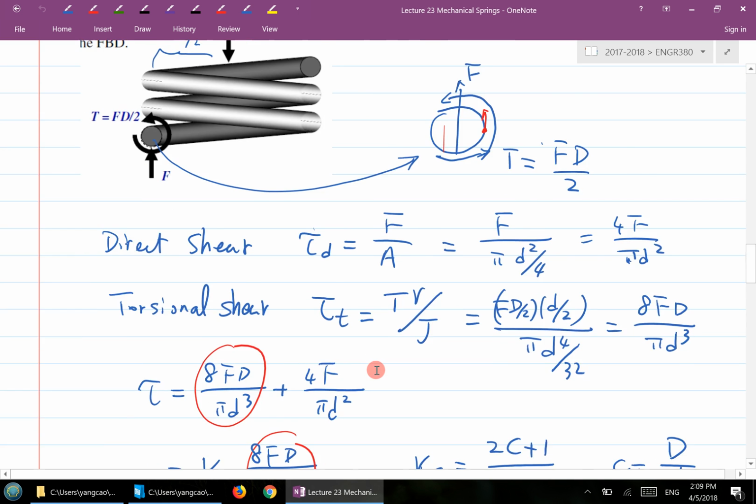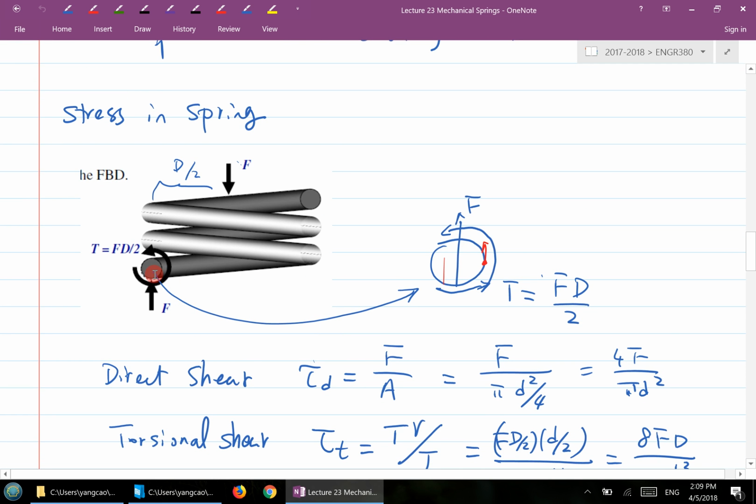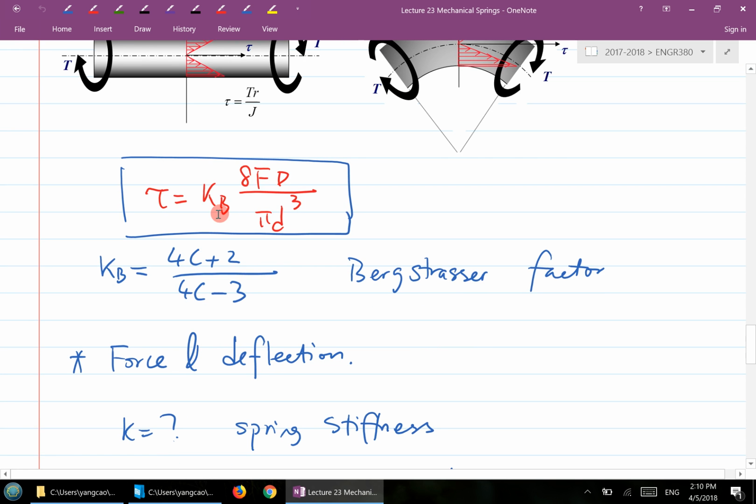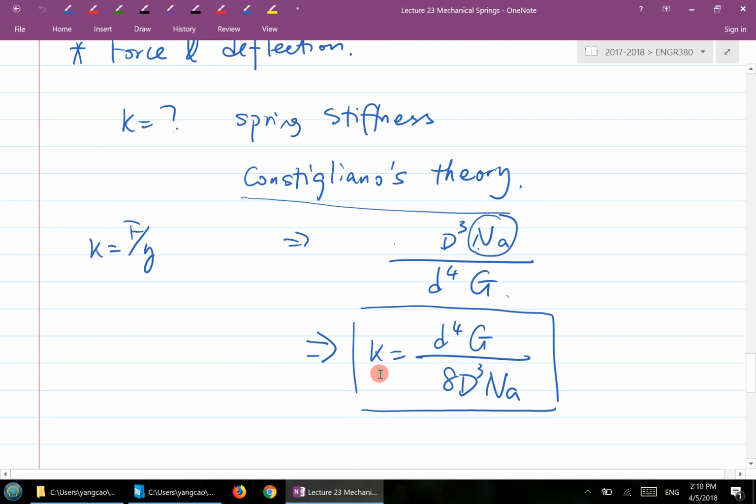And then we also look at the stress on the typical compression type of mechanical spring. Analytical results is tau equal to Ks times this much here, and Ks is what we call the shear stress correction factor. But experimental results suggest that we use a slightly different factor here, which we call the Bergstrasser factor. So this is basically the shear stress formulation that we'll use to do our calculation. Tau equal to Kb times 8 times the force times the mean coil diameter divided by pi times the wire diameter to the power 3. So that's the stress existing inside the spring.